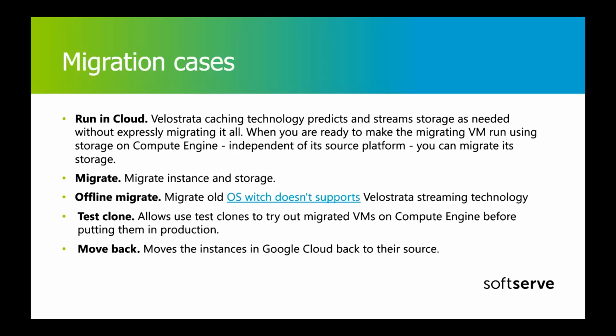So it's like you have two versions of the same instance in different places, in GCP and on-prem. Velostrata documentation suggests using this case first, when you just start your migration, just to ensure that everything works fine. And if everything is okay, you can proceed with normal migration, which is migrate or full migration.